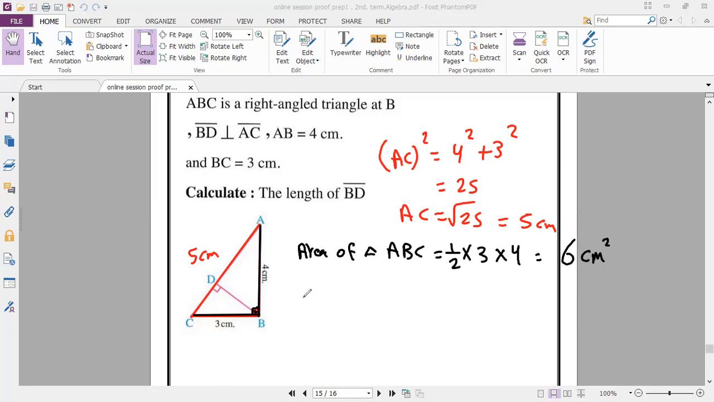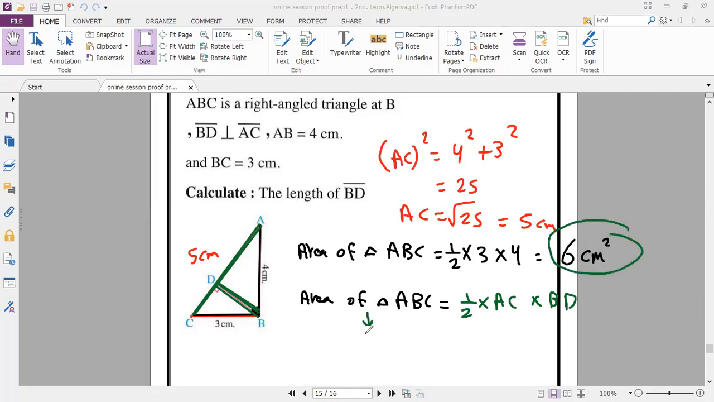And also we can find the area of the triangle ABC by taking AC as a base. Look here, if we are going to take AC as a base, what is the height? The height is BD. And we will get the same result, 6 centimeters squared. So what is the area of the triangle ABC? It's half multiplied by AC multiplied by BD, the height of the corresponding base. Here we have a base, AC, and BD is the corresponding height. And the area is 6.